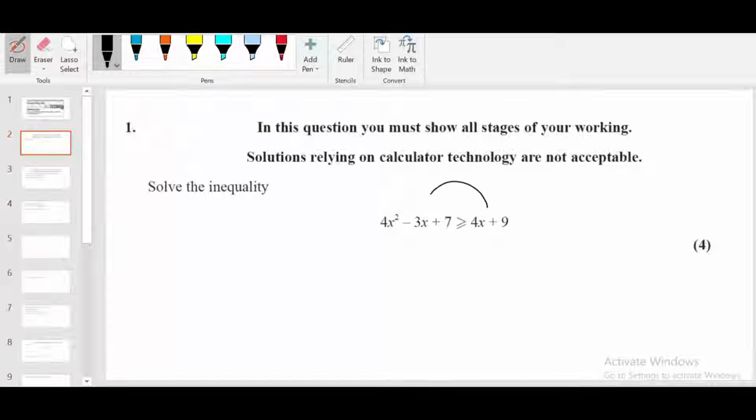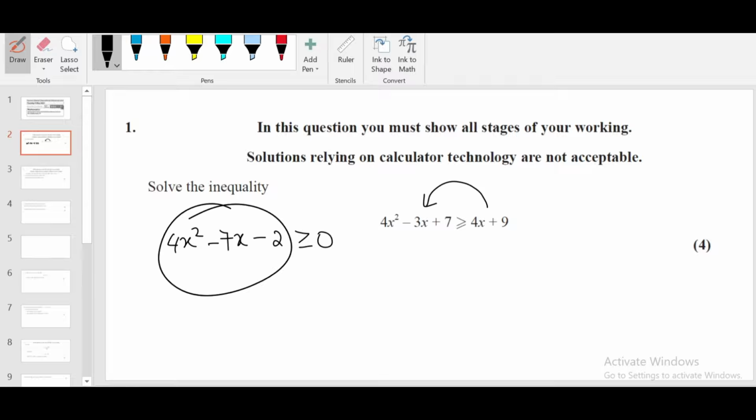So what you need to do, you need to put everything on one side. So you will get 4x squared minus 7x minus 3 minus 4 minus 7x. 7 minus 9 is minus 2, is greater than or equal to 0. In order to solve the quadratic inequality, you need to solve this quadratic equation first to find the two roots or two critical values. You can use your calculator straight away and find the two values.